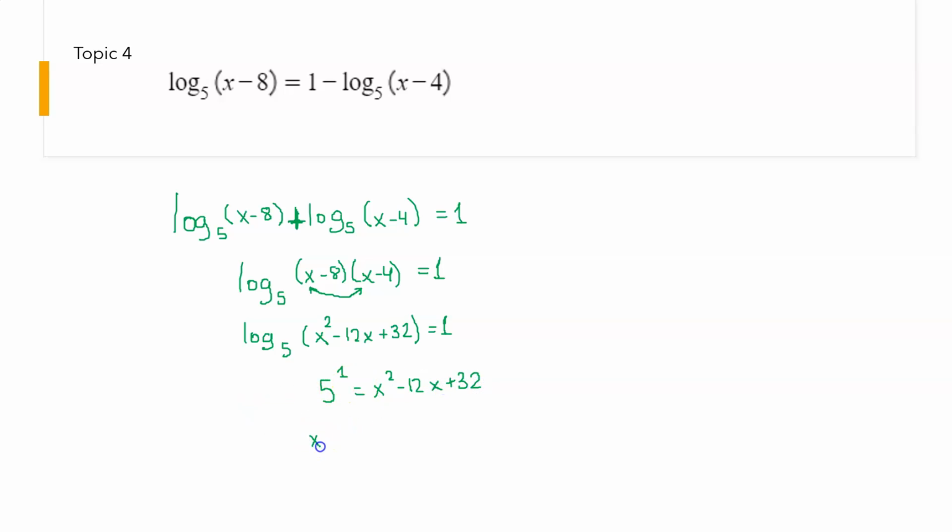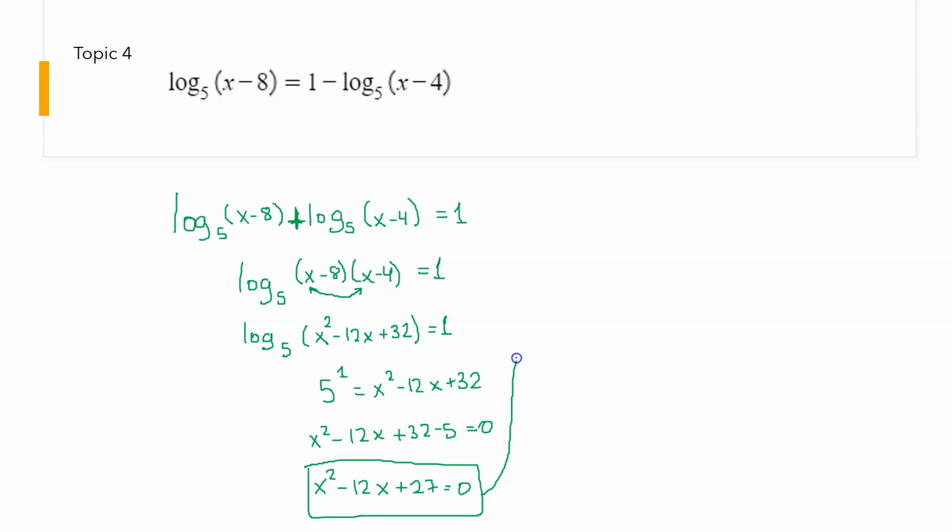And this is a quadratic equation that you can solve, first writing the 5 on the right-hand side of the equation. This will be plus 32 minus 5 equals 0. So it will be x squared minus 12x, and 32 minus 5 is 27, so plus 27 equals 0. And then you have two values for any quadratic function that has two solutions. The easiest way to solve a quadratic function is to factor it.